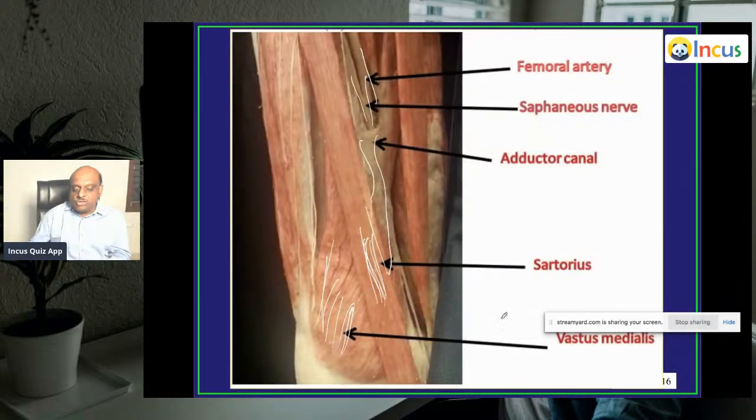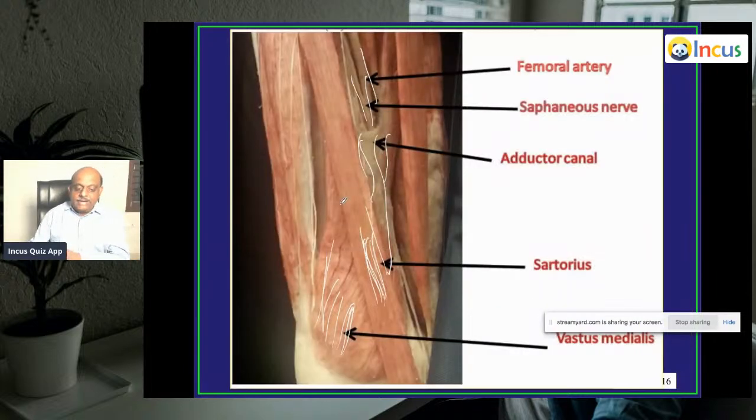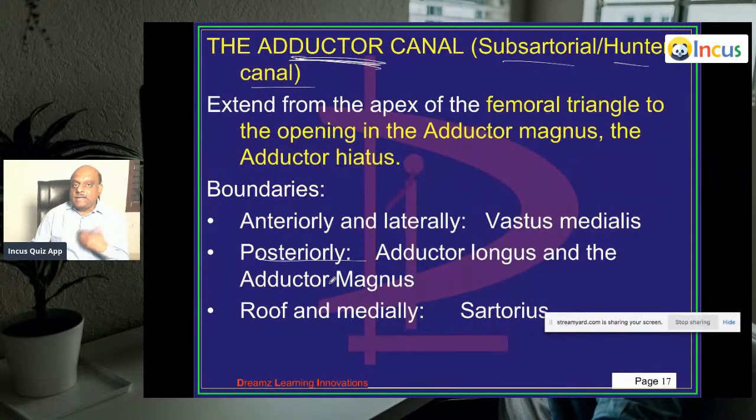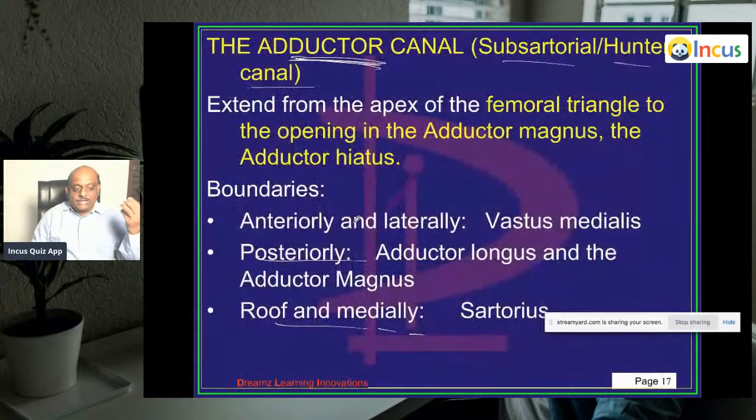The adductor canal is also called subsartorial or Hunter's canal. It extends from the apex of the femoral triangle to the opening of the adductor magnus. You have this adductor canal. Anteriorly and laterally is the vastus medialis. Posteriorly, adductor longus and magnus. And the roof and the medial aspect is covered by the sartorius. So this is what makes the adductor canal.